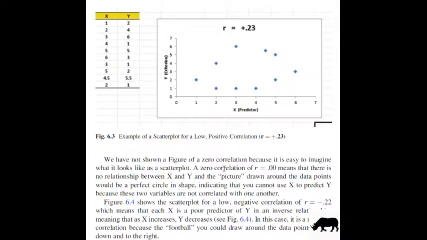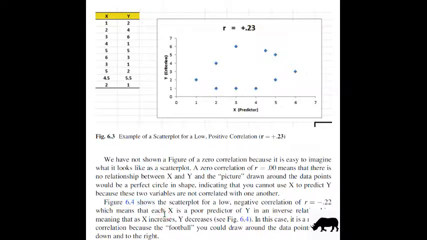We have not shown a figure of a zero correlation because it is easy to imagine what it looks like as a scatter plot. A zero correlation of R = 0 means that there is no relationship between x and y. The picture drawn around the data points would be a perfect circle in shape, indicating that you cannot use x to predict y because these two variables are not correlated with one another.